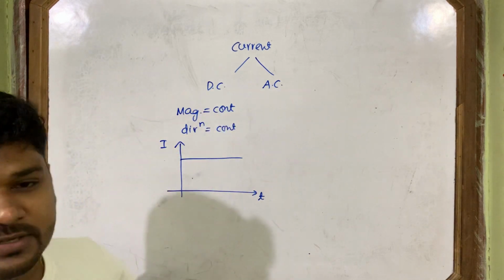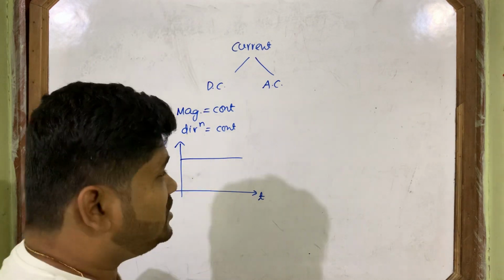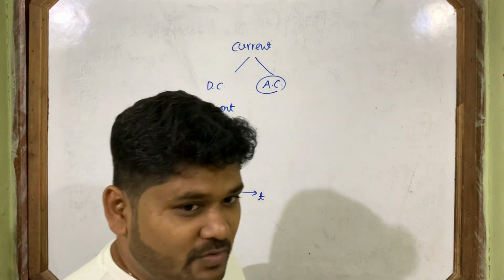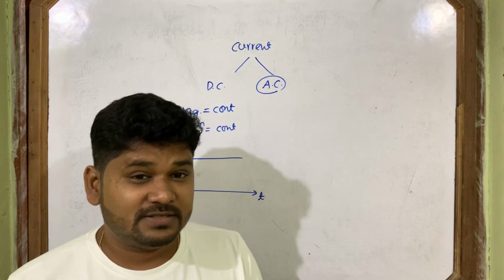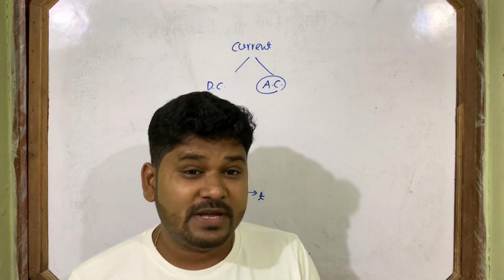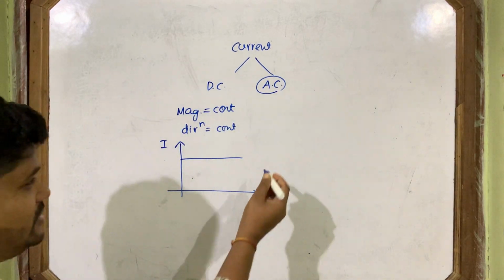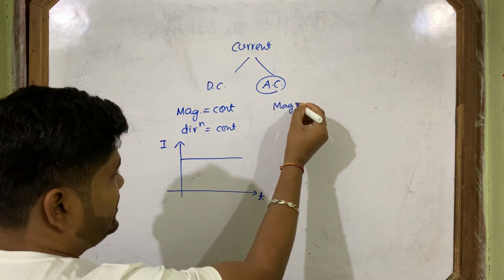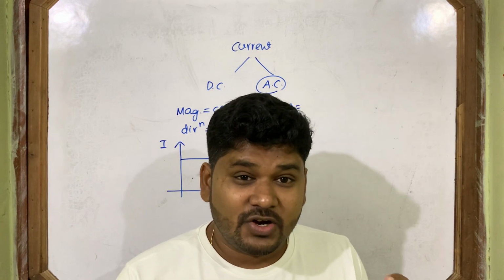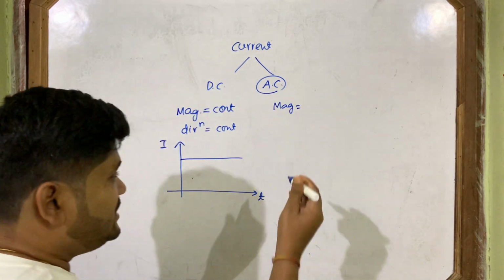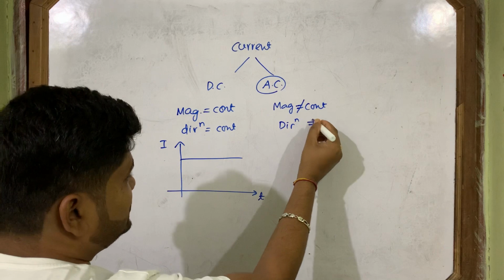But our topic of discussion today is alternating current. We produced this alternating current in the previous lecture by the help of which device? Just recall. AC generator. I told you at that time, alternating current is the current whose magnitude changes continuously. Magnitude changes means magnitude is not constant as well as direction is not constant.